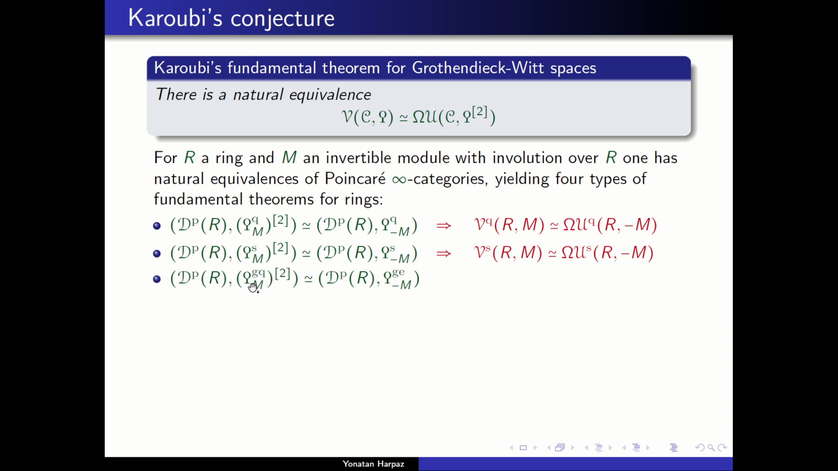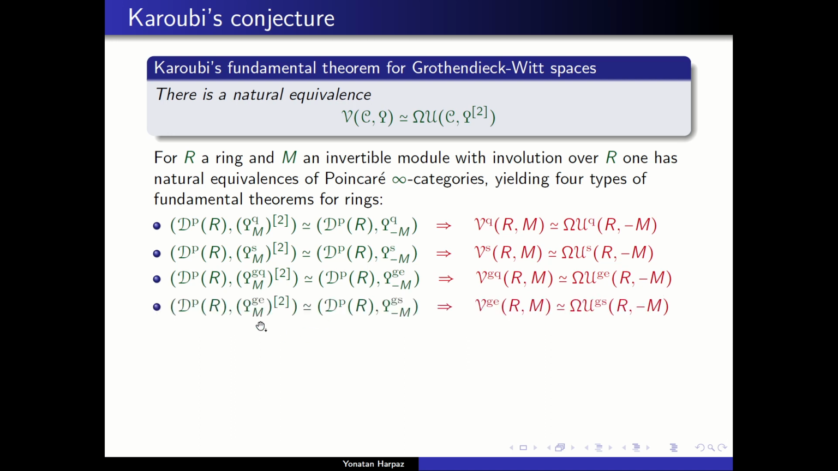So if we twice shift the genuine quadratic Poincaré structure, then we get a Poincaré infinity category which is equivalent to what we get if we sign twist the genuine even structure. And this gives us another fundamental theorem, another version of Karoubi's fundamental theorem, which identifies the genuine quadratic V theory with the loop of the genuine even U theory with M twisted.